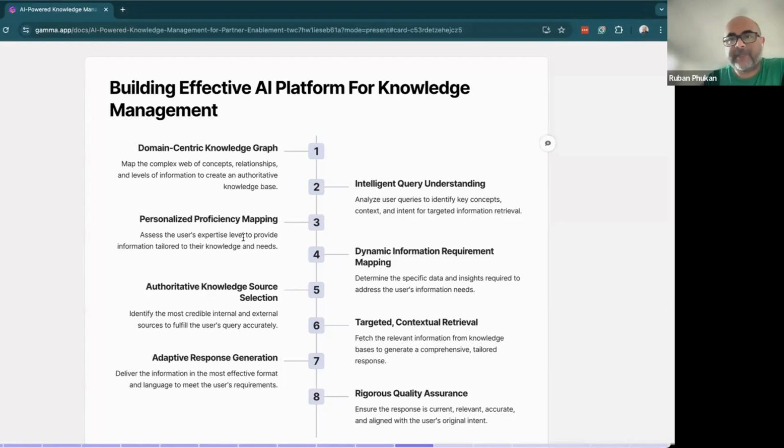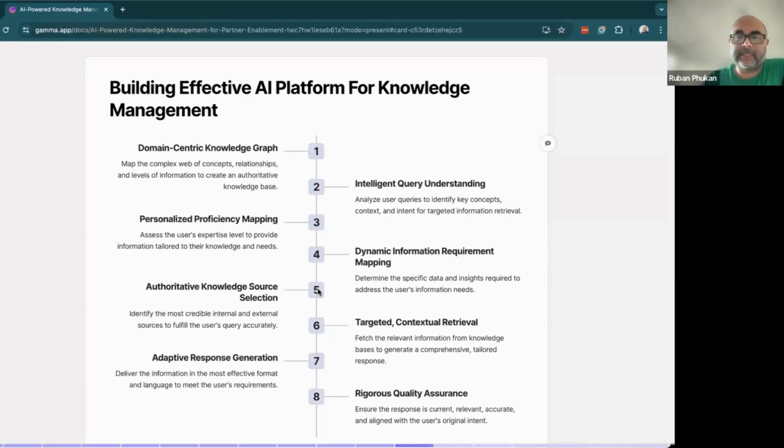The third is where the personalized proficiency mapping comes into play, because unless it is mapped who is asking the question and in what context, the context cannot be derived, and an answer cannot be generated in an effective way. The fourth piece is the dynamic information requirement mapping. This identifies whether we have the right context. Has the user provided all the necessary information based on what we know about their proficiency and what they have asked? It identifies the gaps that need to be prompted to the user for more information so that an effective answer can be generated.